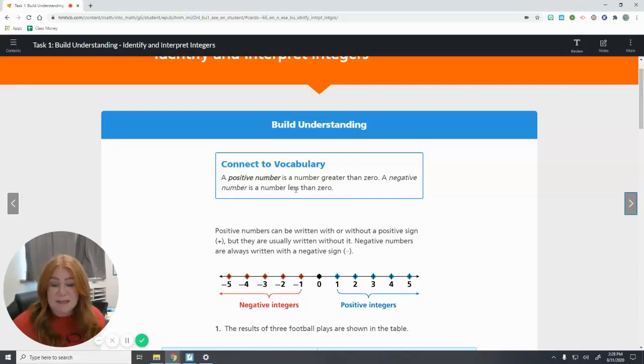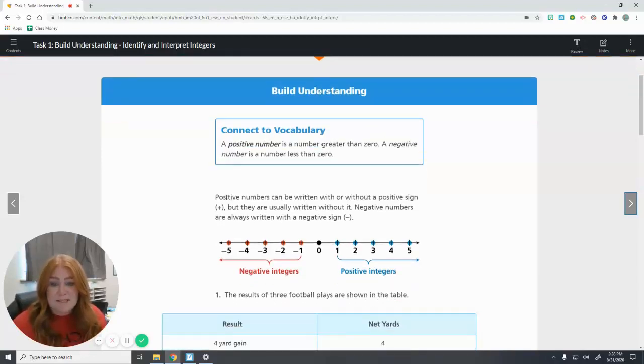and a negative number is less than 0. So this is an important fact right here. Just like English has capitals at the beginning and periods at the end, mathematical language also has punctuation marks that we need to pay attention to.